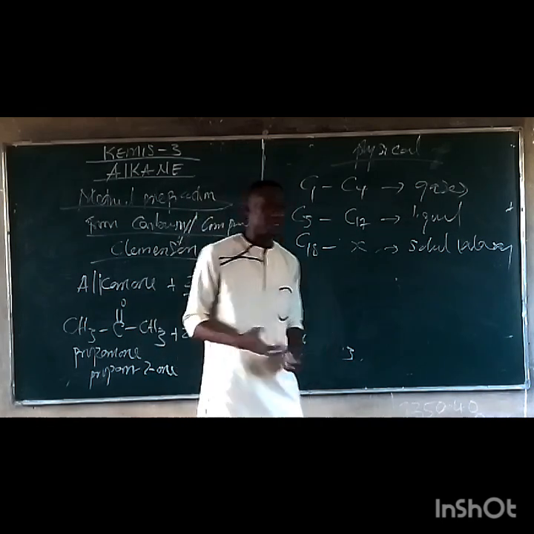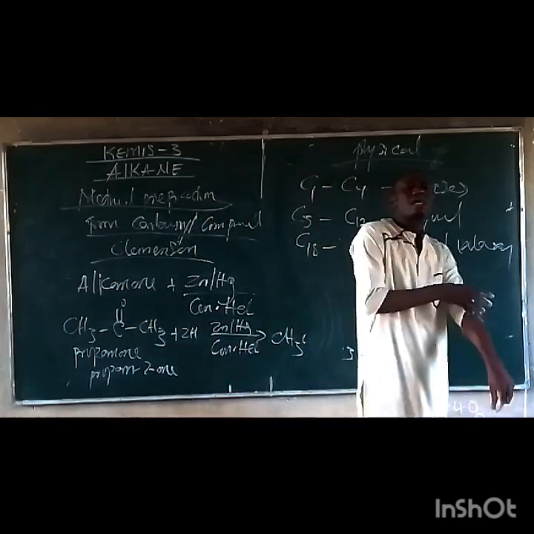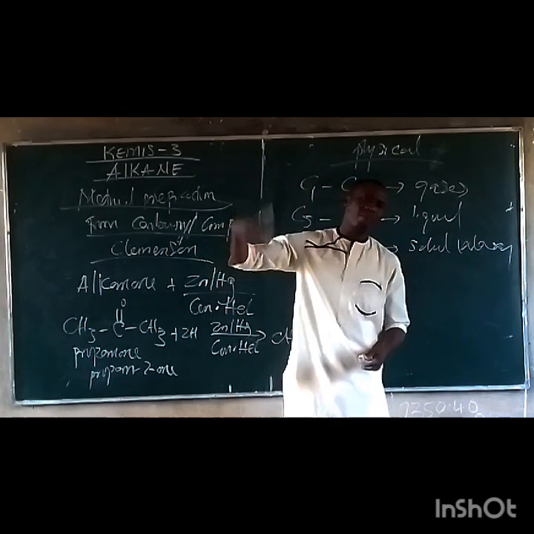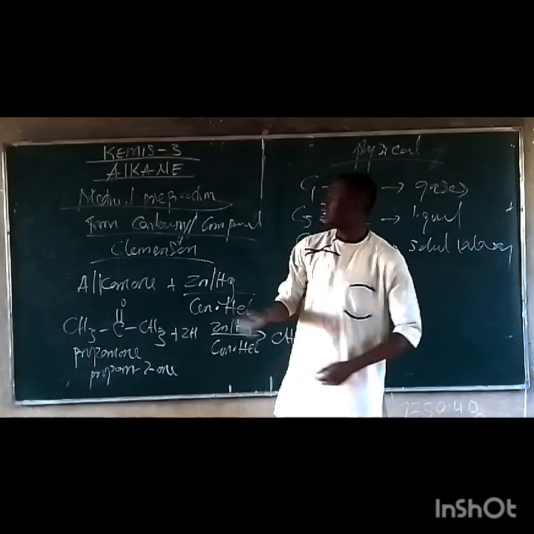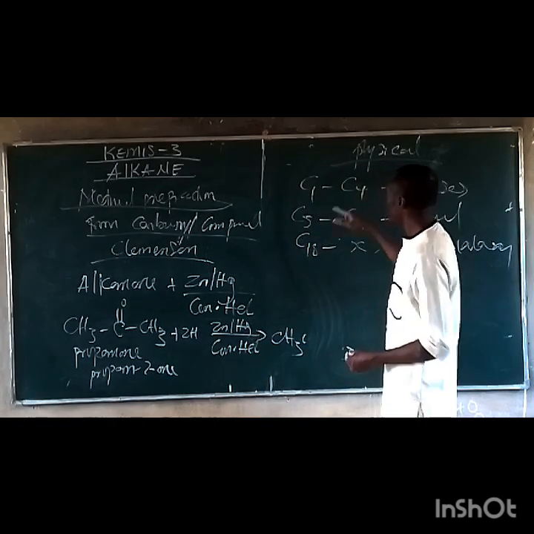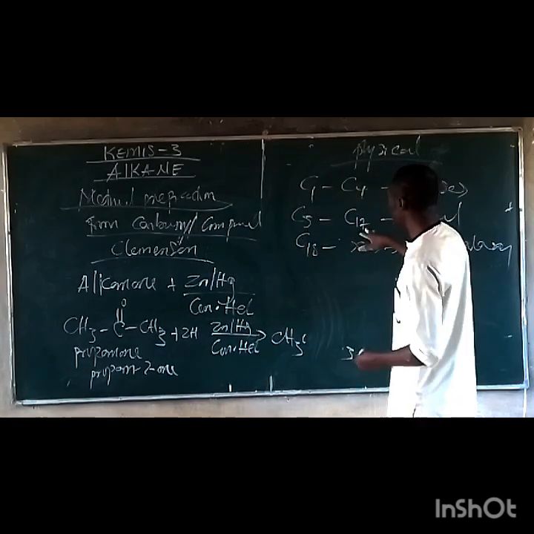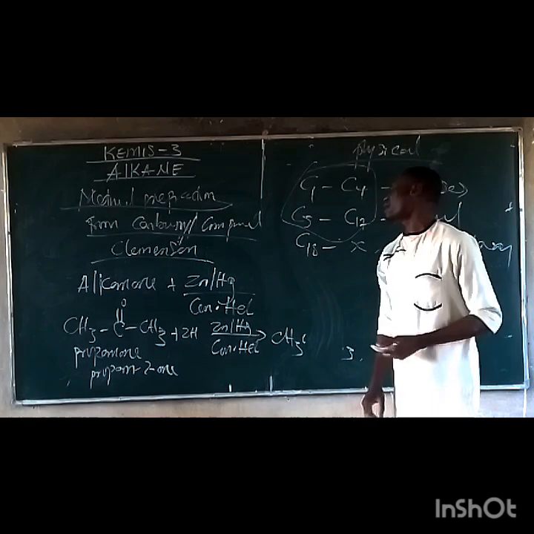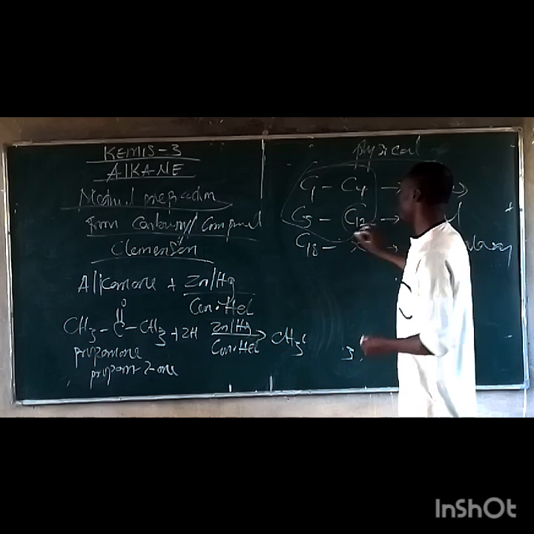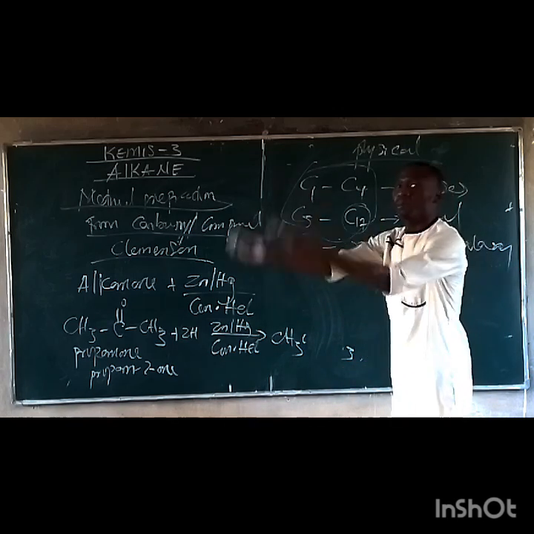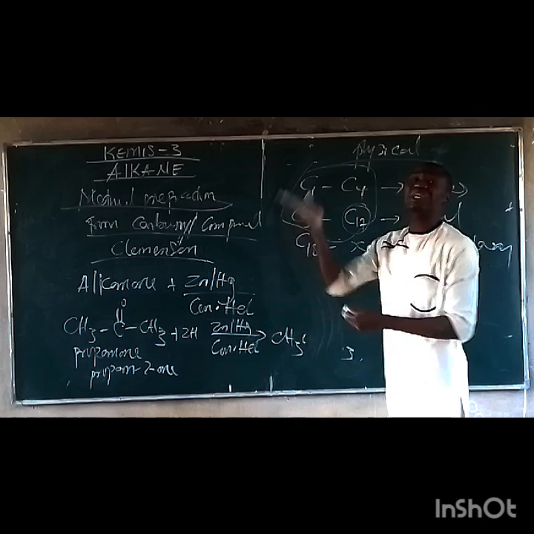That's another physical property. Another physical property is that the melting point and the boiling point increase as the carbon atoms increase. That means carbon 1, carbon 4, carbon 5, carbon 17. Now, from these, which of them has the highest melting and boiling point? It is carbon 17. Okay? Because the more the carbon atoms, the more the melting and the boiling point increase.